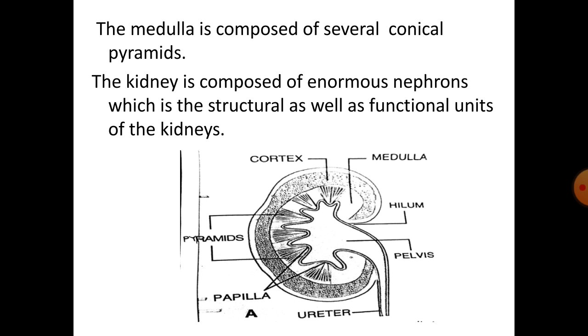Now, the medulla is composed of some finely striped substances. They are called the conical pyramids. So, the inside part is called medulla and the outside part is called cortex, and the medulla is composed of pyramids. The apex of each pyramid projects into the pelvis of the kidney. You can see the pelvis portion. The apex of the pyramids is projected to the pelvis of the kidney.